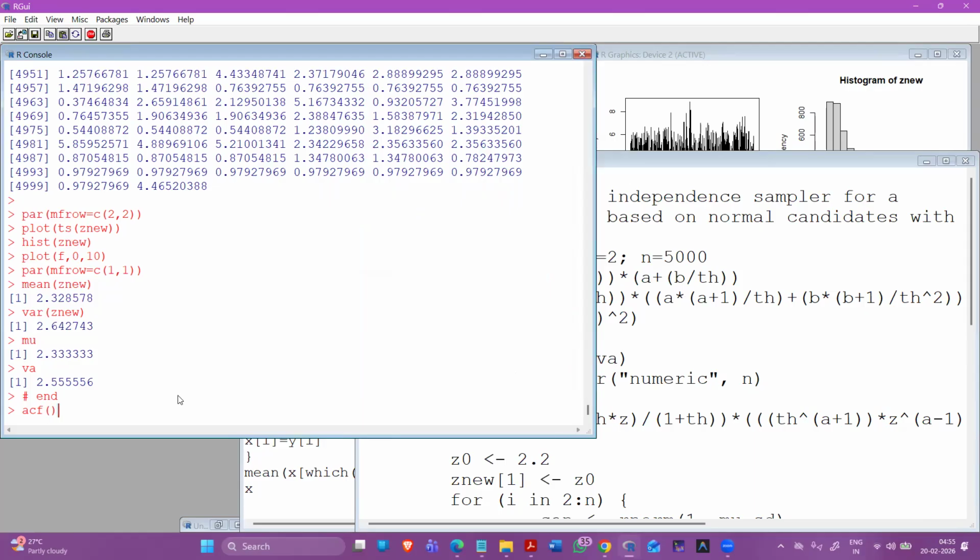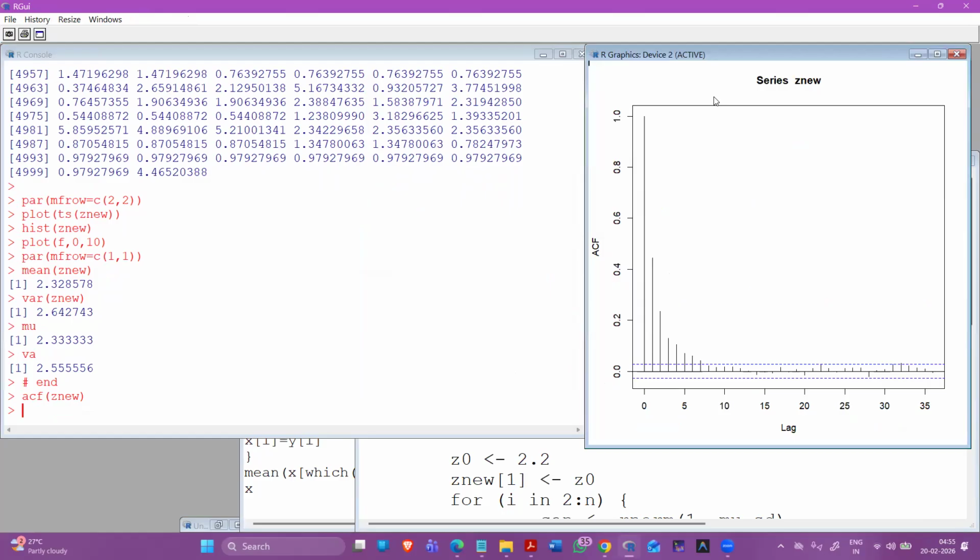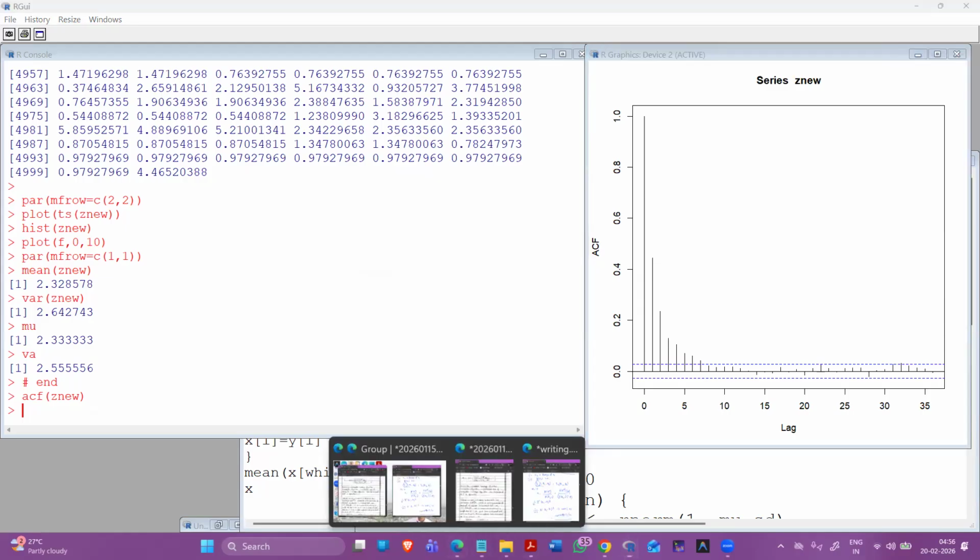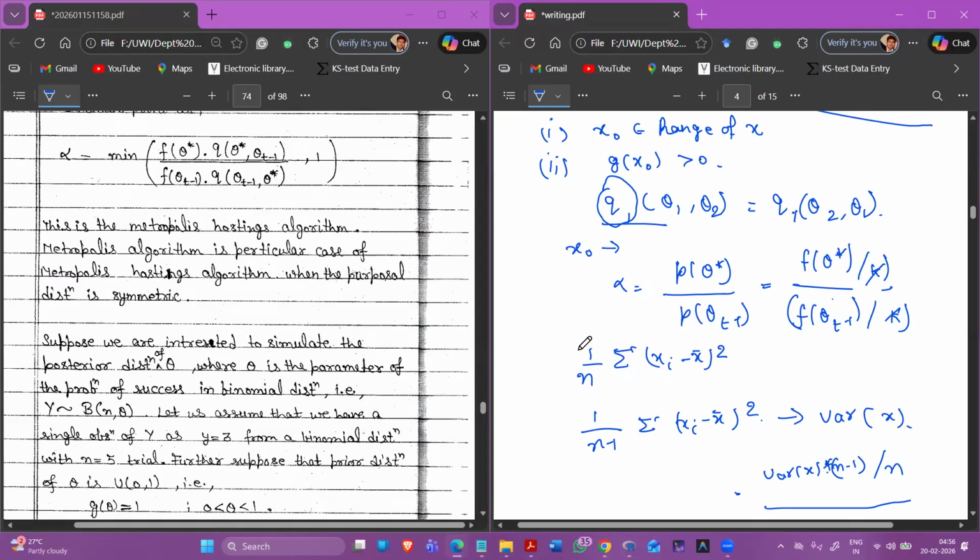ACF of Z new. Completely fine. Only the initial few values, you can say the initial 10 values, have autocorrelation. Other than that, all other values are independent. So that is your Metropolis Hastings algorithm. All right, so now we will proceed. Do you have any doubt in this one or any question?